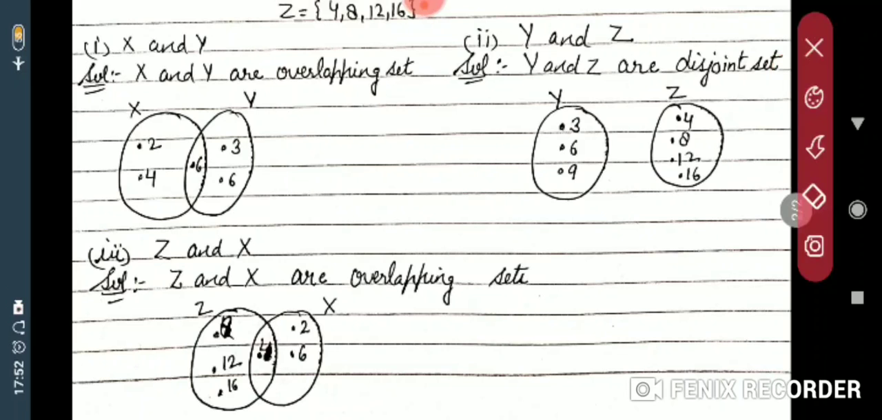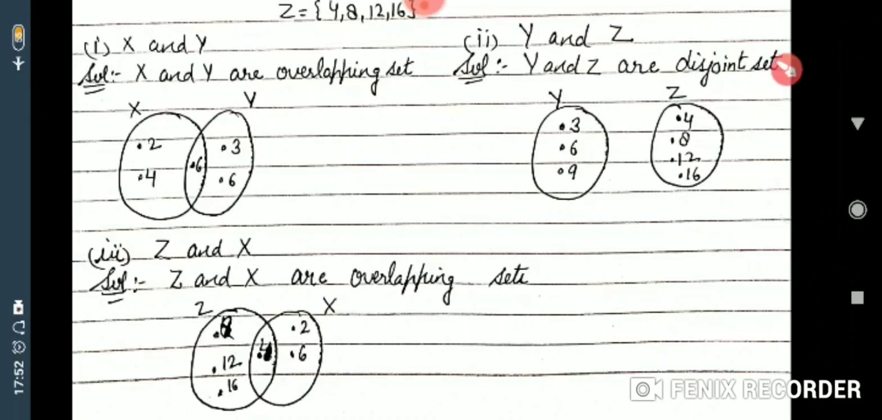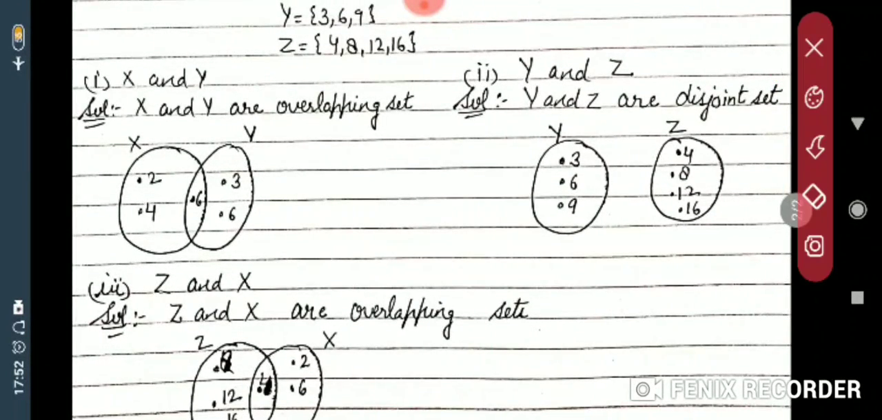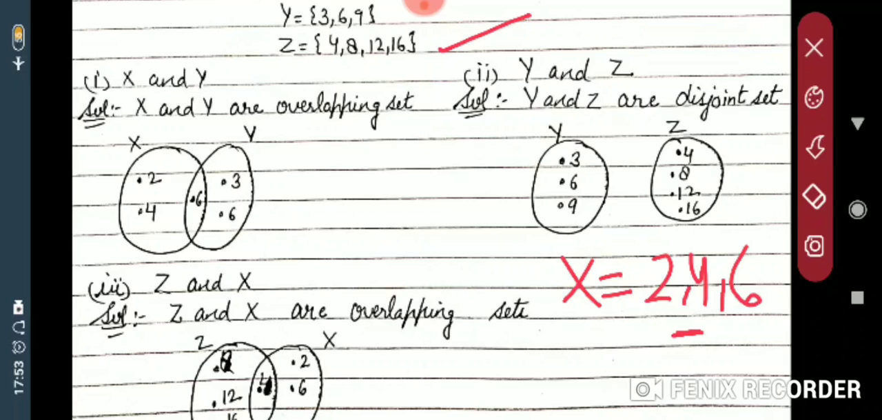Then the next question. X and Z. So the elements of X are 2, 4 and 6 and the elements of Z are 4, 8, 12 and 16. So any common element is there? Yes, 4 is present here and 4 is present here. So Z and X are overlapping set because one common element is there, that is 4.